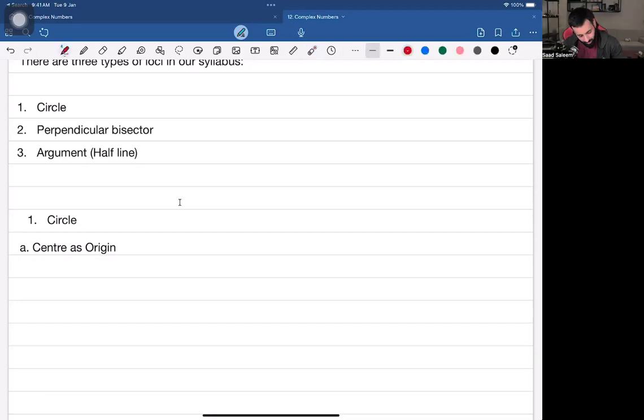Now we know that the modulus of z is equal to r. What exactly does this mean? Let's think about it. Let's say z is a variable complex number, meaning that it can vary, it can be anywhere on the plane, it's not fixed. Let's write that down: where z is a variable complex number. Because it's a variable complex number, we're going to be using x plus yi.